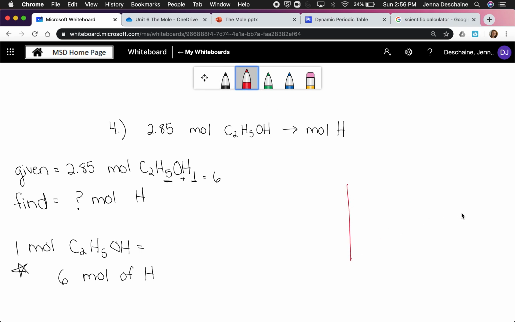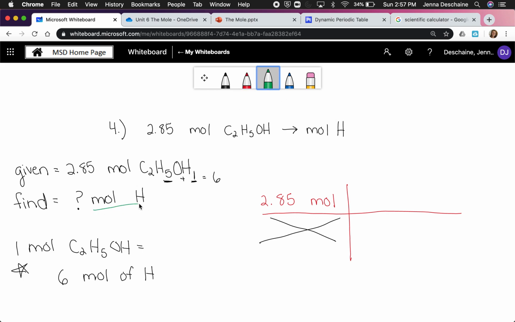All right? So, per usual, that given value is going to go into the top left-hand corner, 2.85 moles. Okay, whatever unit I'm converting to is going to go up top, and so it looks like I'm converting to moles of hydrogen. Okay, this is the unit I'm converting to, so I'm going to put it up top. The unit I'm converting from is moles of alcohol. Okay, so that's going to be my unit on the bottom.